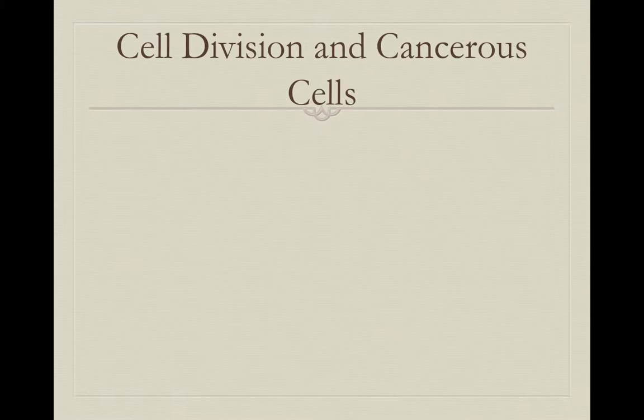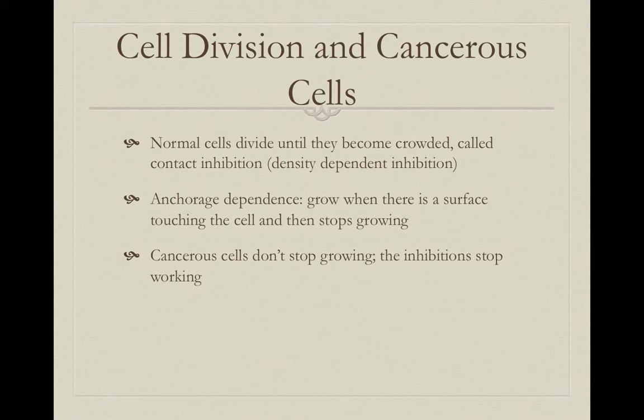So now we're going to talk about cell division and cancerous cells. Just briefly, just a little bit about this. Normal cells do divide until they become crowded. That's called contact inhibition, density-dependent inhibition. There's also something called anchorage dependence, where they will stop growing until there is a surface touching the cell, and then it stops growing. However, in cancerous cells, these inhibitions that usually stop cell growth don't work, and that's why they continuously grow and grow and grow until it becomes a problem and it turns into a cancer. So that's what's dangerous about cancerous cells. That one cancerous cell could result in a huge problem.